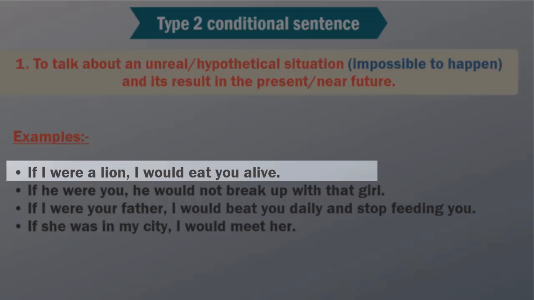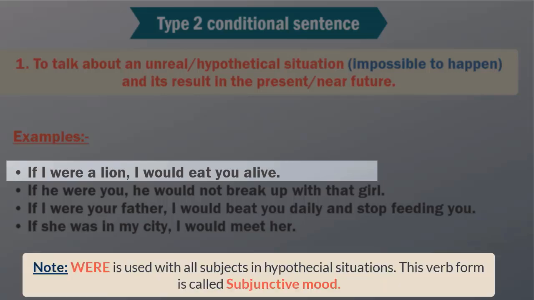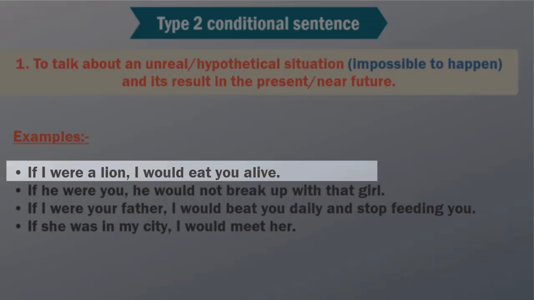And that is exactly why we are using were. So even with singular subjects like he, she, it, and I, we use were in subjunctive mood, when the situation is absolutely imaginary, unreal, and cannot be possible, cannot be happening. Alright, if I were a lion, I cannot be a lion. There is no chance of me becoming a lion. That is why we're using were here. If I were a lion, I would eat you alive.